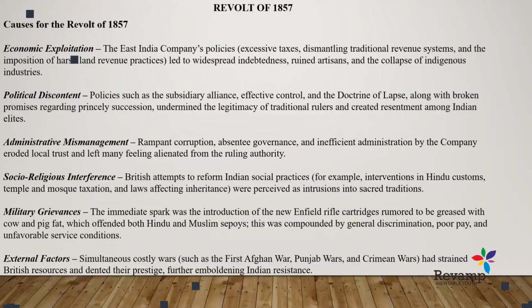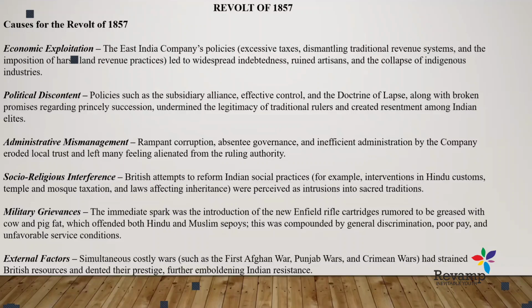The first one was economic exploitation. The Indian natives felt that their resources were being exploited by the East India Company's policies, which can be reflected in taxation concerns, as taxation was considered exploitation of the kings, zamindars, as well as the local peasants and artisans.